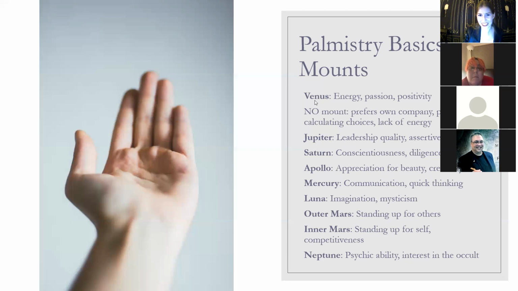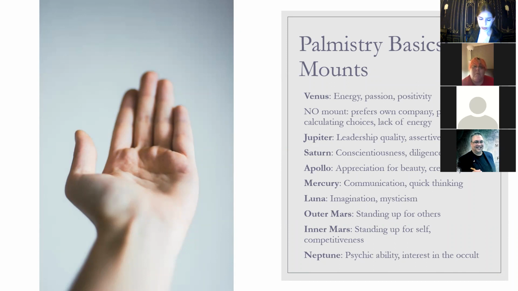So, yes, we're starting with the Venus mount. This is the mount underneath the thumb. And we've talked about this a little bit already. This is the mount that has to do with energy, passion, positivity. It has to do with sex or stamina, motivation, and affection. And you'll notice that I have a note underneath this mount and only this mount, because this mount tends to be one of the most important mounts that you can read.